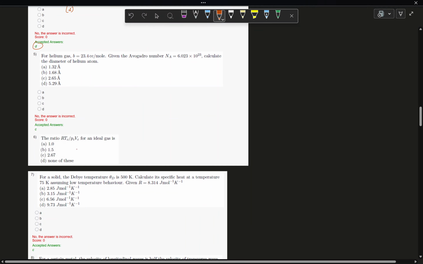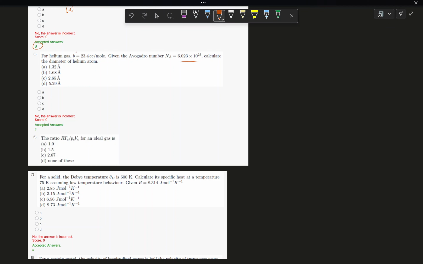Right, question number 4 is also done. Then let us move on to question number 5. It is saying that for helium gas, the value is mentioned as 23.4 cc per mole. Given the Avogadro number Na, which is equal to this, then calculate the diameter of helium atom.